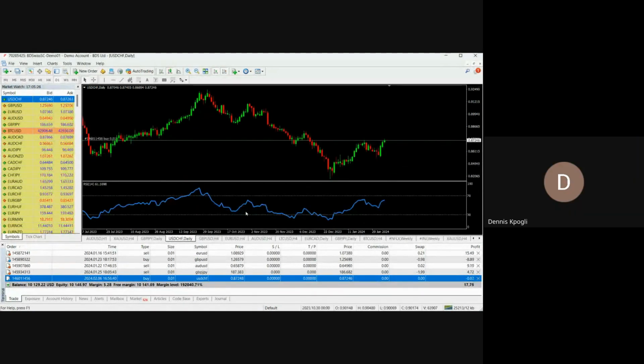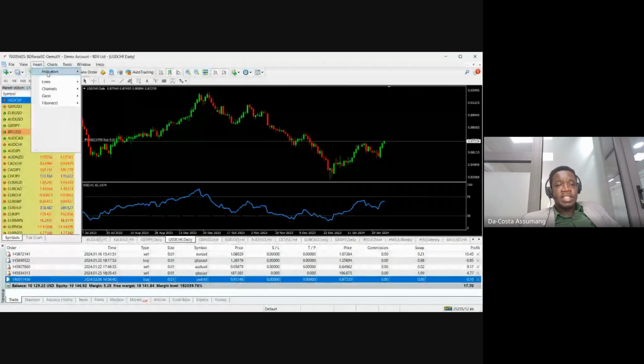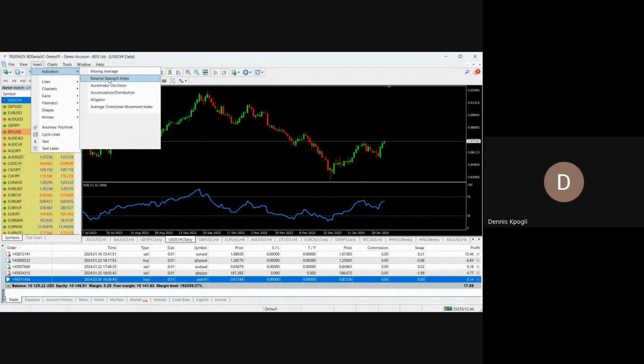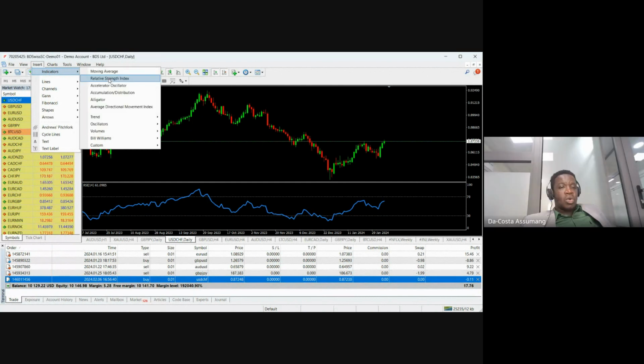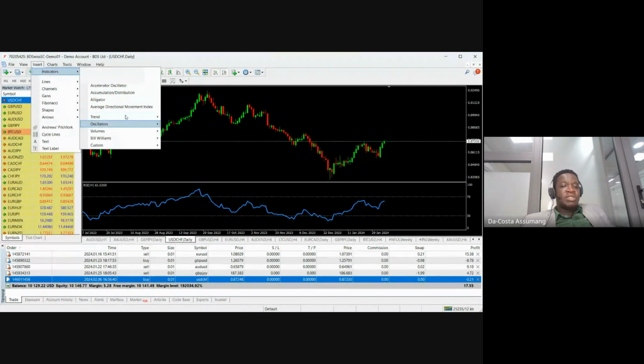Please do it one more time. So go to insert, click indicators. Yes, insert indicators. Then you come to relative strength index. Are you using a phone or PC? PC. Yeah. Okay. So if you're not seeing it, then maybe I have been using it most of the time. You come down, you see trend, and then you see oscillators.